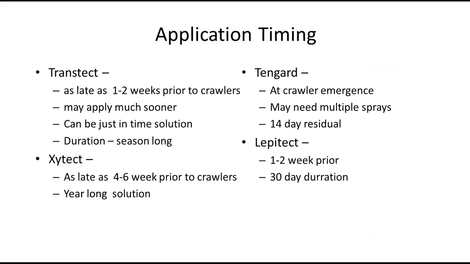So I went over this a little bit on the last couple of slides. With Transtec, we can apply as late as 1 to 2 weeks prior to crawlers, but you may apply much sooner. Transtec as a bark spray can be a just-in-time solution, and it has that almost season-long duration, a 4 to 6 month duration in the tree. With Zytec as a soil application, you can apply as late as 4 to 6 weeks prior. As an injection, you can apply up to when those crawlers are seen, and it is a year-long solution.